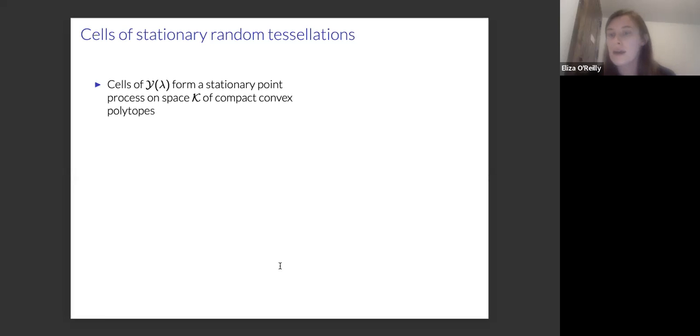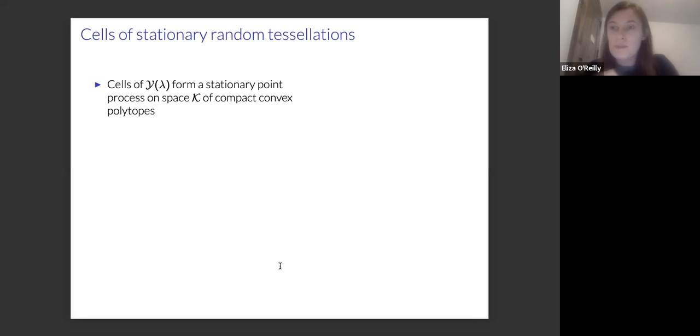If you're familiar with point processes, maybe you're familiar with point processes on the real line, or maybe even in R^d. In stochastic geometry, we study point processes on much more general spaces, and specifically we study point processes on those spaces of closed sets in R^d. So one way of thinking of a random tessellation, sometimes called a random mosaic, is just a point process on the space of compact convex polytopes that tessellate your space.